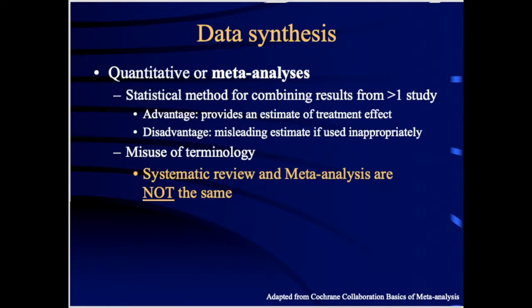And then another complication of a meta-analysis is often with the terminology. People misuse the term systematic review and meta-analysis, oftentimes using these interchangeably, which is not correct. A systematic review and a meta-analysis are not the same.